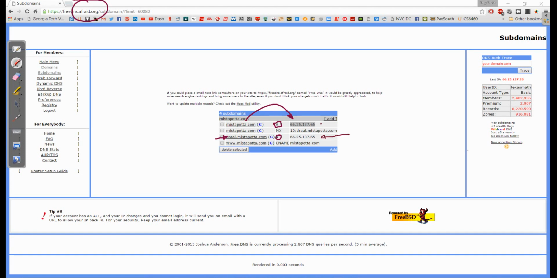Now you'll see CNAME up here. This stands for canonical name. So in other words, people would type in www.mistapotta.com, and I'm saying, hey, if anyone types in this address, send them here. And then my computer will handle that by itself. And then I also have MX. MX stands for mail exchange.